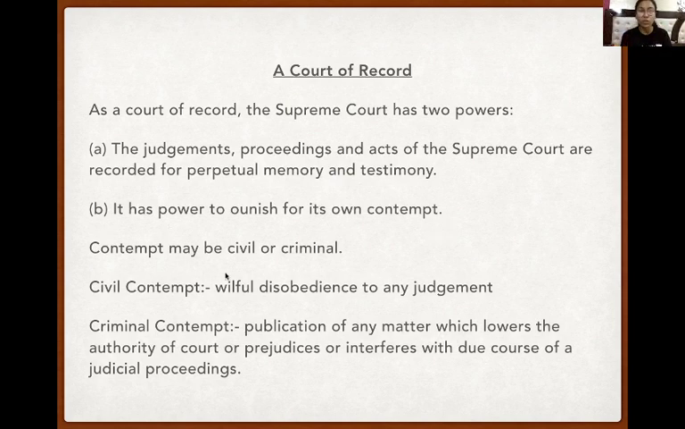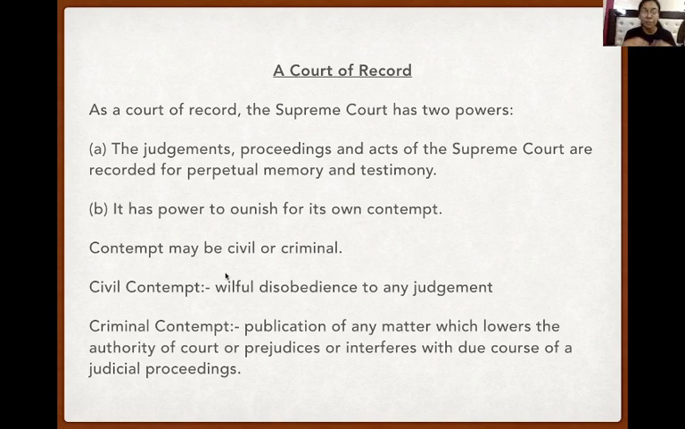So contempt जो होता है, contempt of court can be of two types. First is civil and second is criminal. So the first one is civil contempt. Okay, so what is civil contempt? Willful disobedience to any judgment.